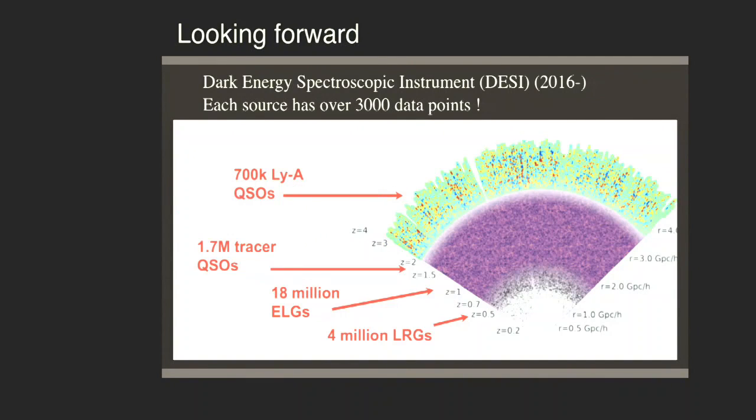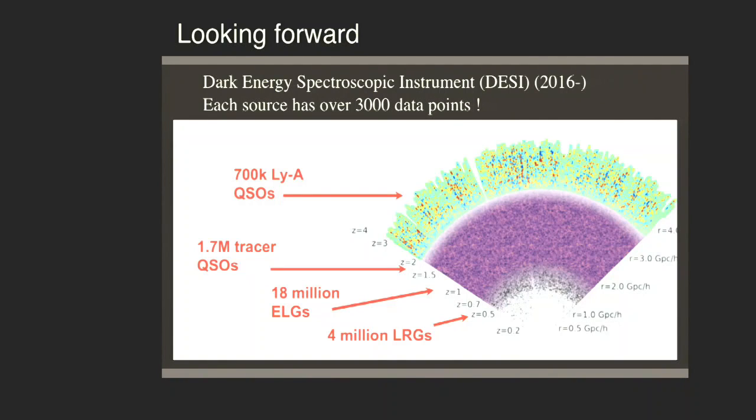DESI, I've mentioned it multiple times, and you're like, what the heck is DESI? It's the Dark Energy Spectroscopic Instrument. In principle, it starts in 2016, but right now it's commissioning, at the very beginning. We're planning what the targets are and trying to figure out what we should be doing. But this is the preliminary plan.